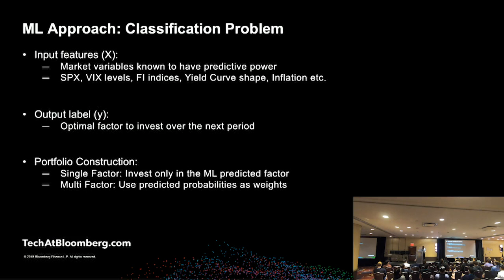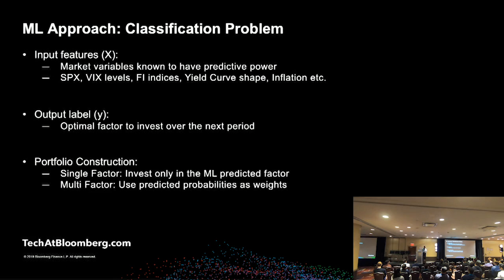Let's now look at a machine learning approach. So the setup here is we have a set of market variables known at time period t, which are known to have some predictive power. Like we can look at market equity indices like S&P 500 levels, or the volatility index, VIX levels, and we can look at macroeconomic variables, fixed income indices, inflation levels, GDP.